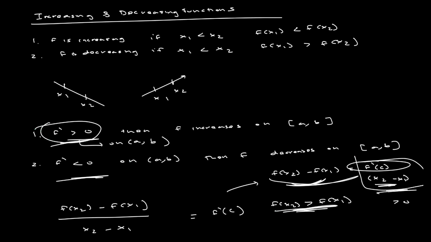Similarly, if f prime of c is less than 0, then this term on the left is less than 0 as well. And that means that f of x2 is less than f of x1, so we have decreasing. So we showed the relationship between f prime and whether a function is decreasing or increasing with this proof. And in summary, if f prime is greater than 0 on some interval, then f is increasing in that interval. And if f prime is less than 0 on that interval, then f is decreasing in that interval.